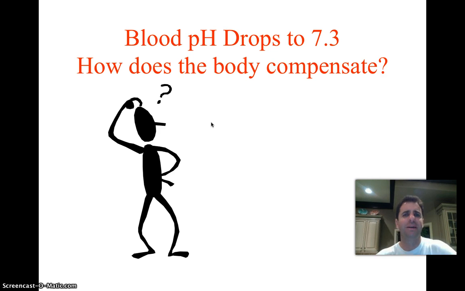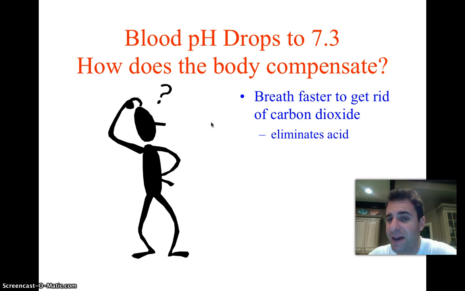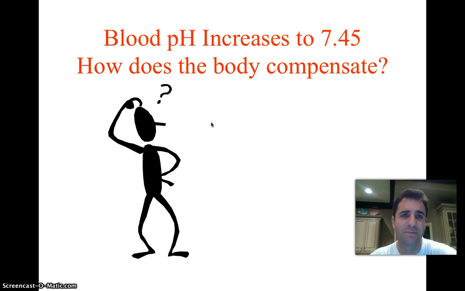Okay, so here's a scenario. Be ready to pause. Blood pH drops to 7.3. How does the body compensate? Now keep in mind that typical blood pH is about 7.4, and those little minor changes are very important or a big deal. So it drops to 7.3. How does the body compensate? Well, your correct answer, you're going to breathe faster to get rid of the carbon dioxide, and thus you're going to eliminate the acid to bring the pH back up to 7.4.